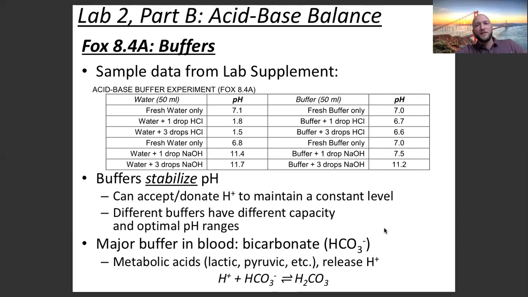There's a lot of things in our bodies that produce acid. Producing energy in our bodies produces a lot of acid. So metabolic acids, metabolism is having chemical reactions happen, making energy. Lactic acid and pyruvic acid are both produced in the energy producing process.